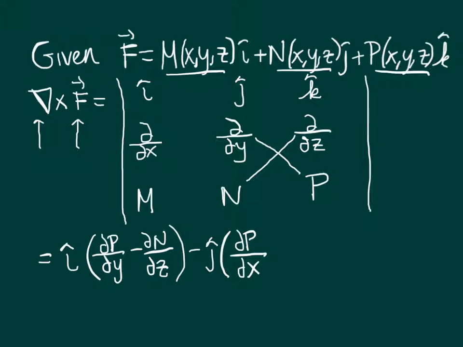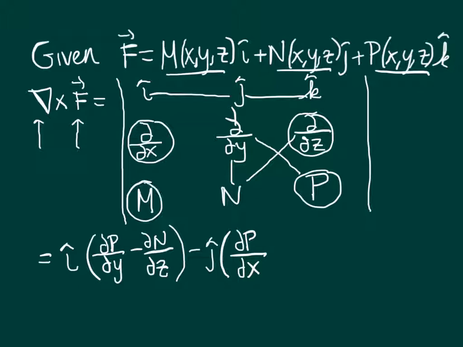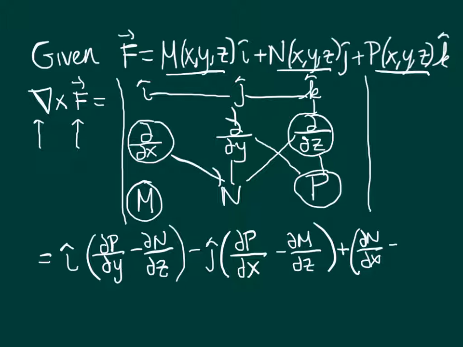Your j component will be the partial of p with respect to x. I'm blocking off the row and column that contain j, and I'm left with this times this, which, again, I'm not multiplying them, I'm applying them. So the partial derivative of p with respect to x minus the partial of m with respect to z. Then we do the same thing for k. In the k row, you block off the top row and this column, and take the partial of n with respect to x, minus the partial of m with respect to y.